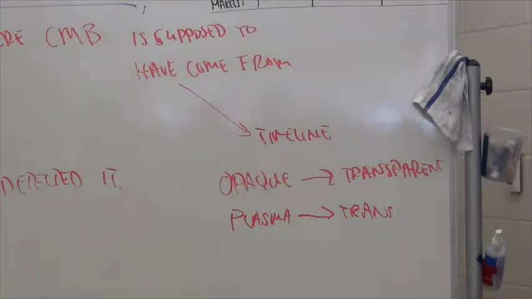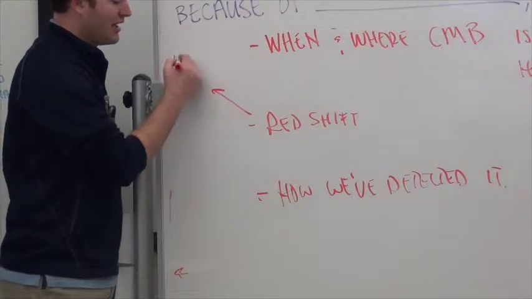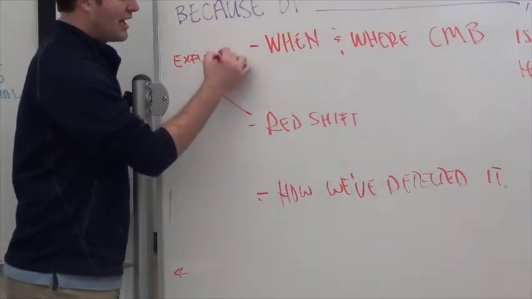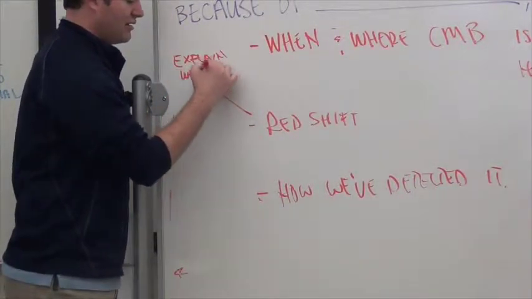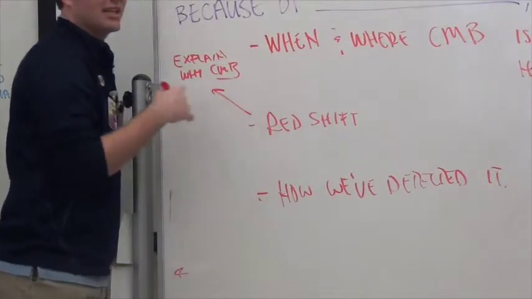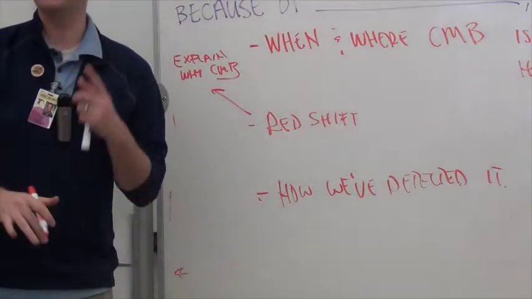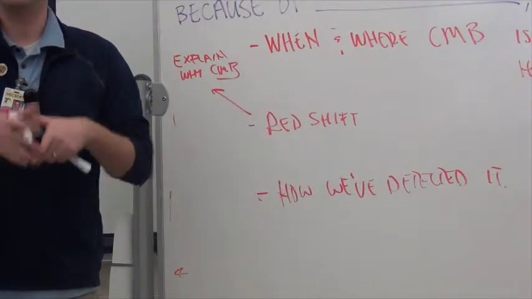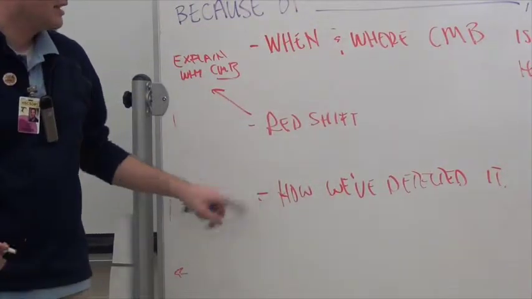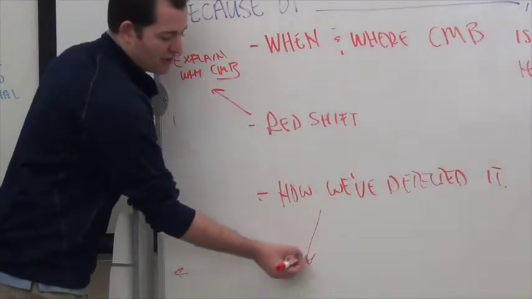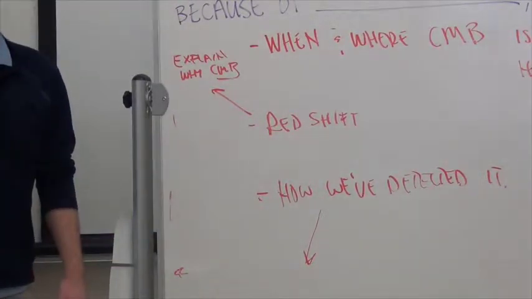Redshift, we've covered what you can explain on redshift. Okay, but you could also just explain why CMB would be away. It should be the fastest moving thing and it should be the farthest away, right? Because it's the oldest thing we should be able to see. How we've detected it. What are some ways we've detected it?